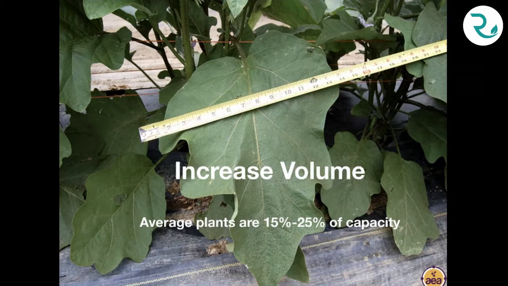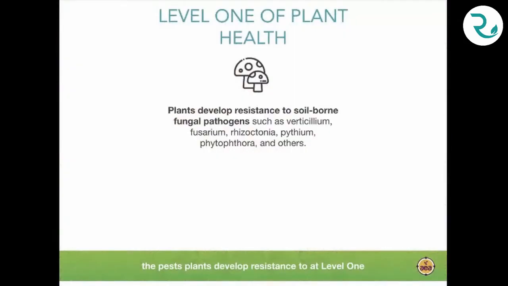More sugars go into the root system and out through root exudates as compared to plant biomass and reproduction. So at level 1, when we have this increased quantity and quality of photosynthesis, plants develop resistance to all of these soil-borne fungal pathogens, such as the verticillium, the fusarium, rhizoctonia, pythium, and so forth.